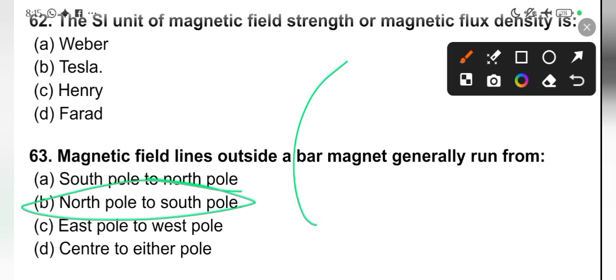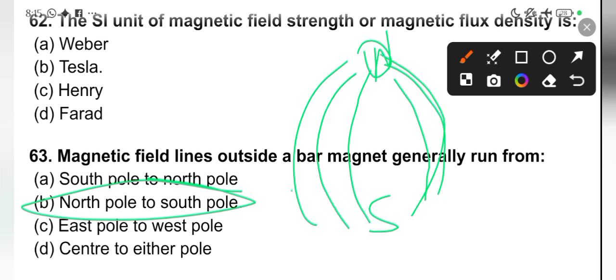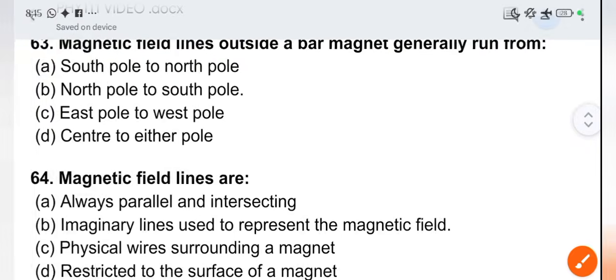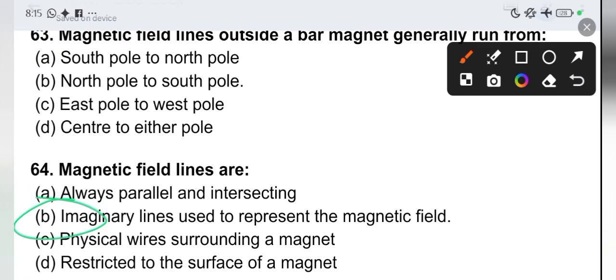North Pole to South Pole. So you have something like this. I know you guys can attest to this. The arrow runs like this from north to south. Magnetic field lines are imaginary lines that are used to represent magnetic field.